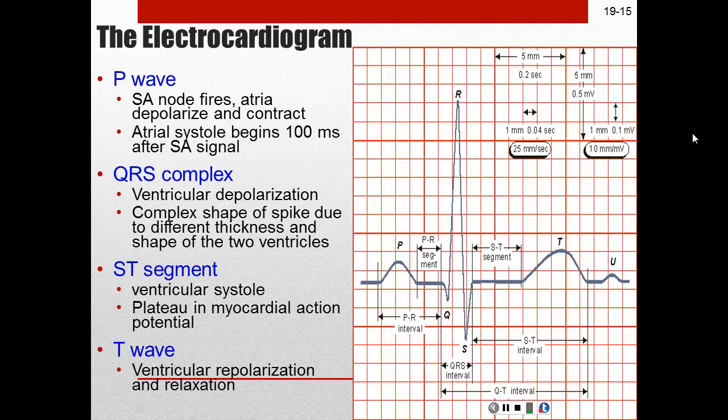Now there are times where there is a U involved in there, but we're not going to get into that. I know you may be wondering, why is there a U? But there is a slight U in a normal EKG. Sometimes it appears, sometimes it doesn't, but there is one. Okay.